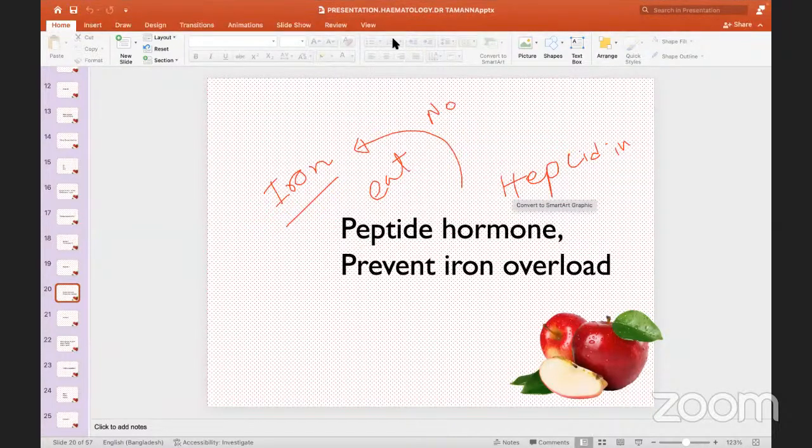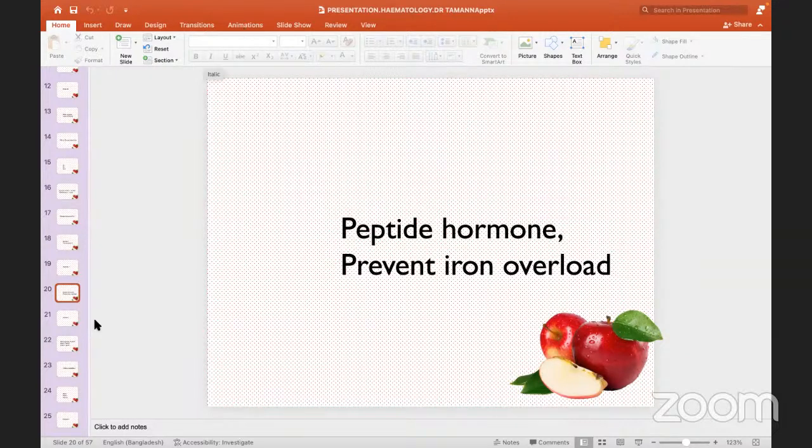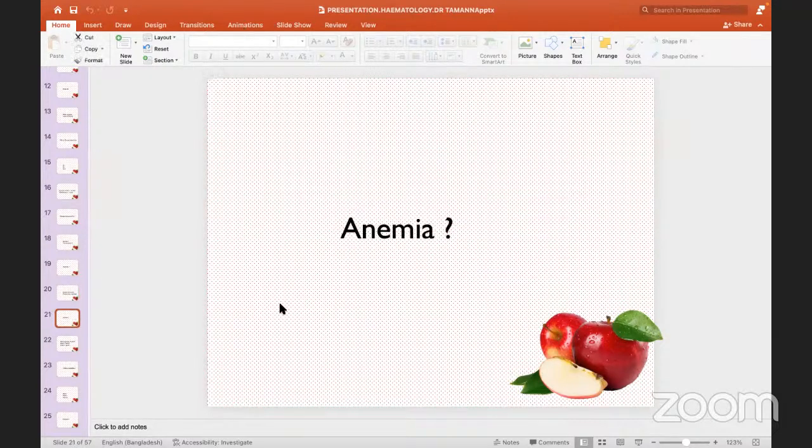And in case of thalassemia or hemochromatosis, when there is excess iron deposition in the body, that time this hepcidin is very low. And in case of iron deficiency anemia, this hepcidin will be very high because hepcidin allows all the iron to be absorbed from the enterocyte. Okay, so hepcidin prevents iron overload. These are very minute topics, but you need to know.